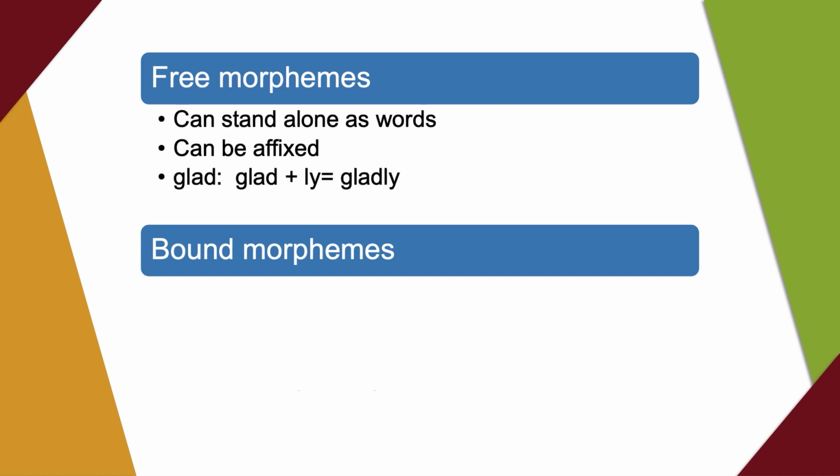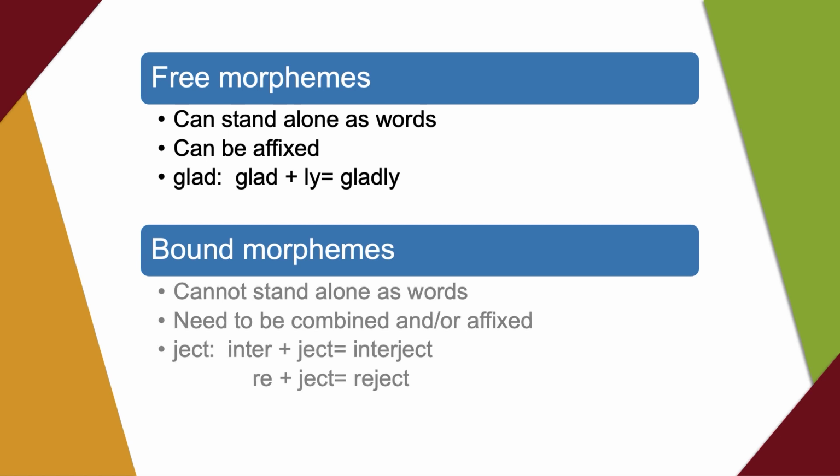Free morphemes can stand alone as words. For example, the word glad can be its own word, and it can also be suffixed to make the word gladly. Bound morphemes only make sense when they're combined with an affix or another bound morpheme. For example, the Latin base ject holds meaning, to throw, but it needs to be bound to another morpheme to form an English word, as in interject, or needs to be combined with an affix, as in the word reject.